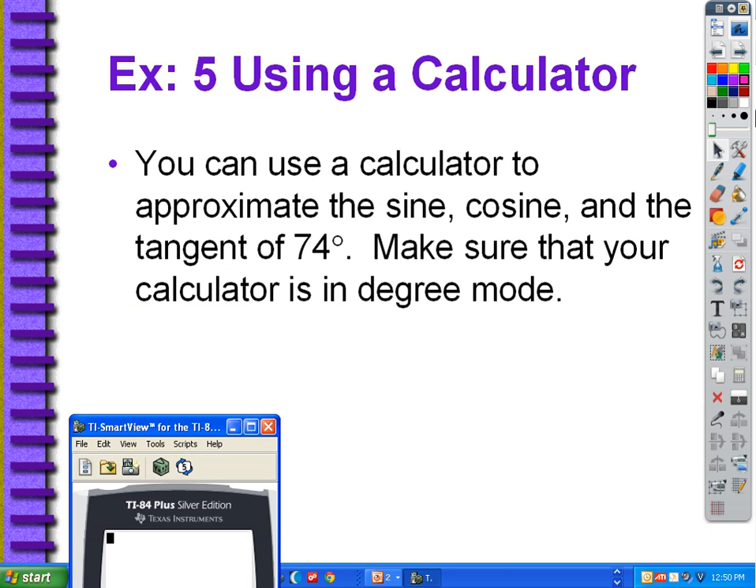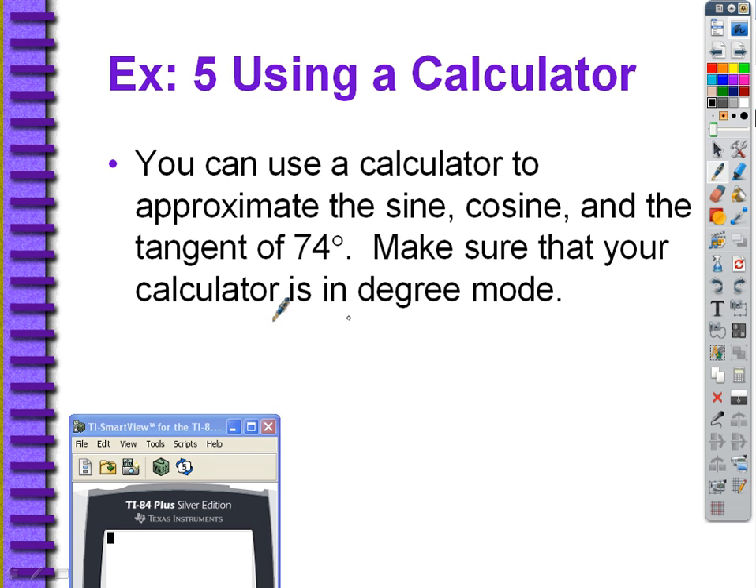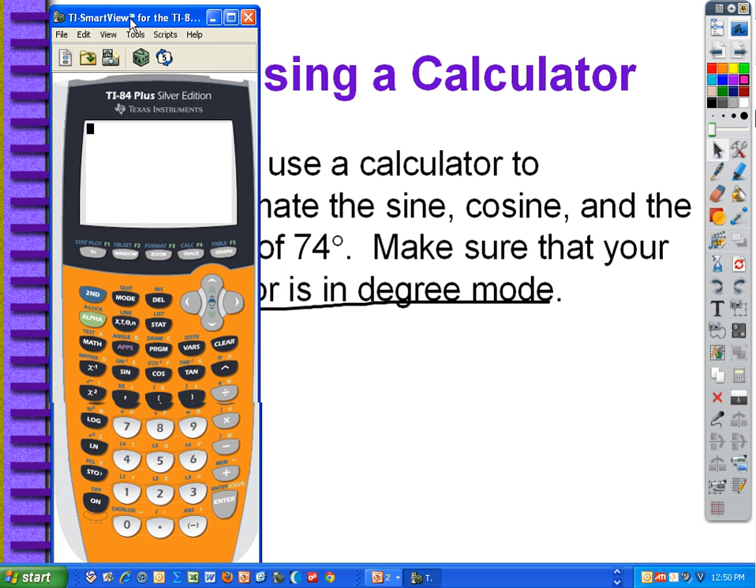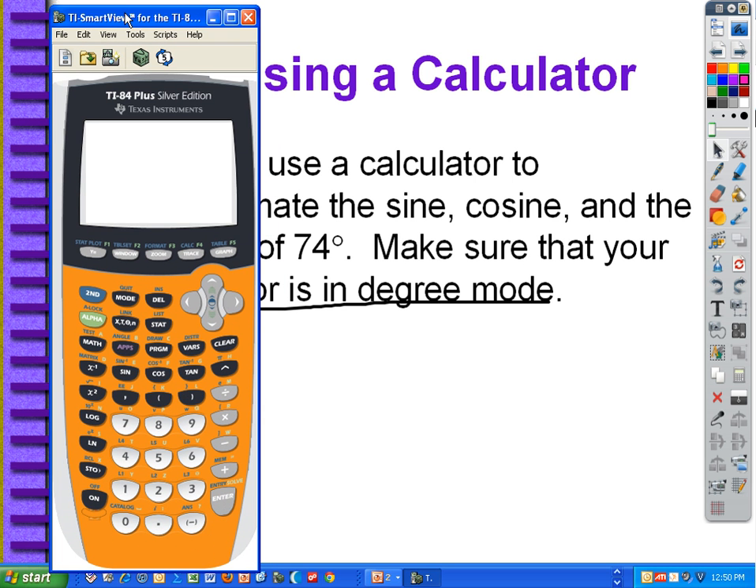Okay, so now look at this part right here. It says make sure that your calculator is in degree mode. What do they mean by that? On your calculator, if you go to mode, look at the third line. You have a choice of radians or degrees. Those are both different ways of measuring angles. We can measure angles in radians.